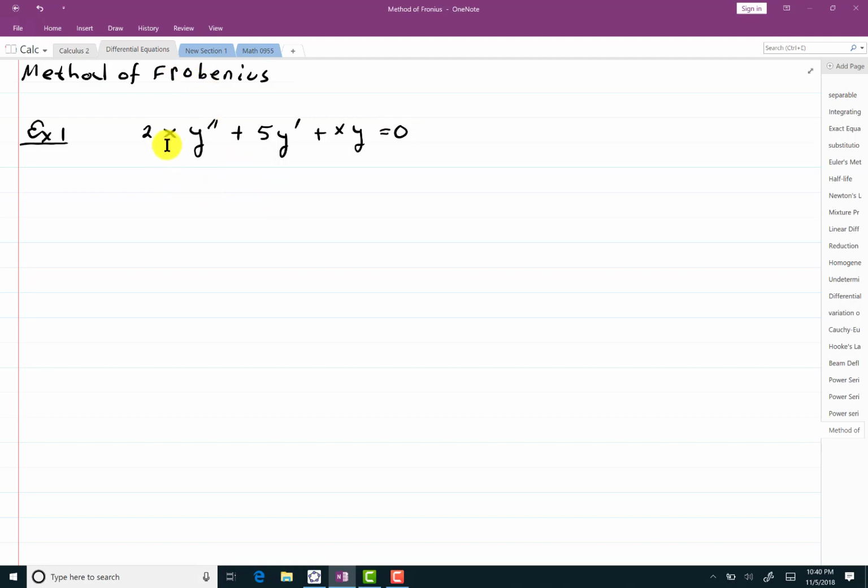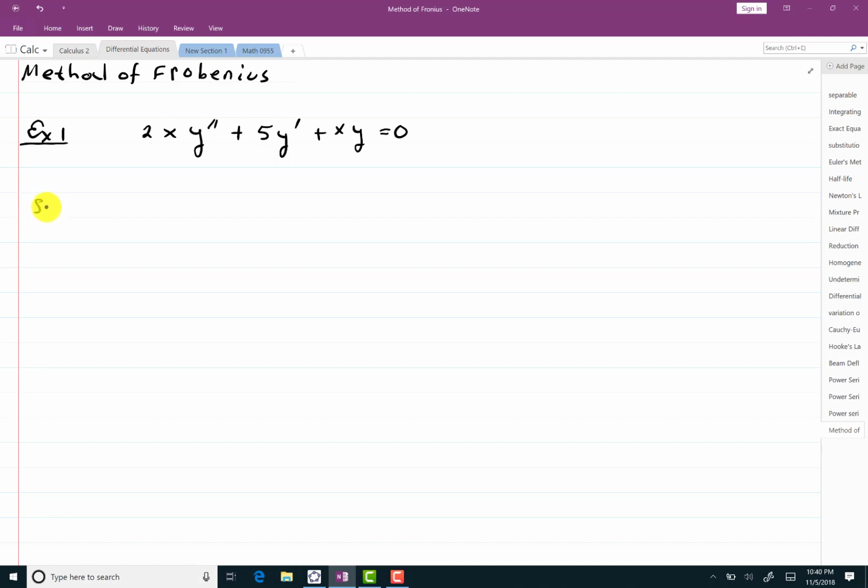Here, you'll notice that out front of the y double prime is an x. That means that x equals 0 is eliminated from possibility as one of our answers, unless we have some other things in these particular places that will allow us to get around that. The theory will be explained after I do this example. Here's what we do.